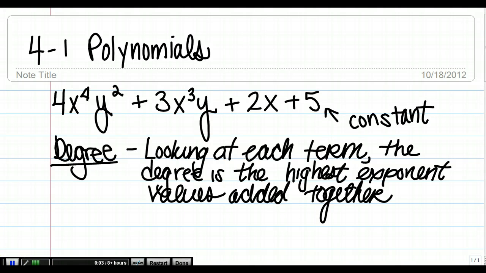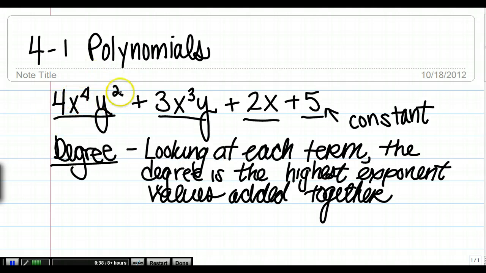Polynomials, and we're going to be adding and subtracting polynomials. This right here is a polynomial, and this right here is the constant. You have to find the degree, and how you find the degree is you look at each term, and each of these right here is a term, and you have to find out which ones, when you add their exponents together, have the highest value.